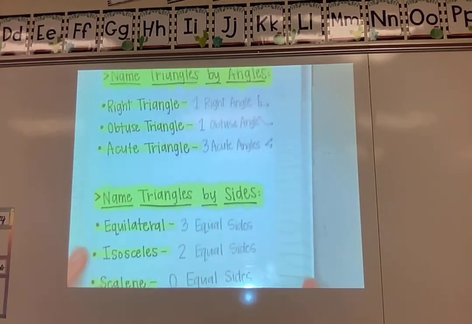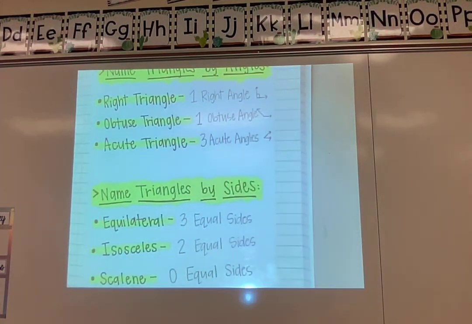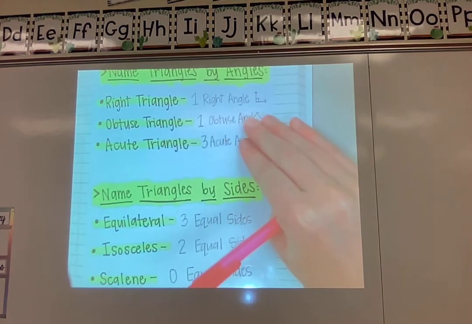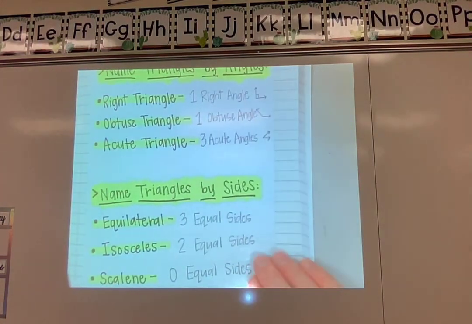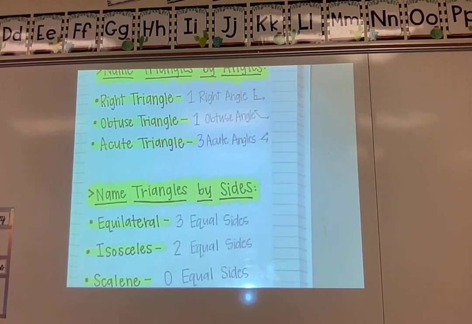All right, I'm gonna flip back to that notes page. You might need to pause your video here so that you can use the notes to do your assignment. On your assignment, you will be naming triangles by their angles and by their sides. So make sure that you look closely at the notes. Go ahead and start on your assignment.